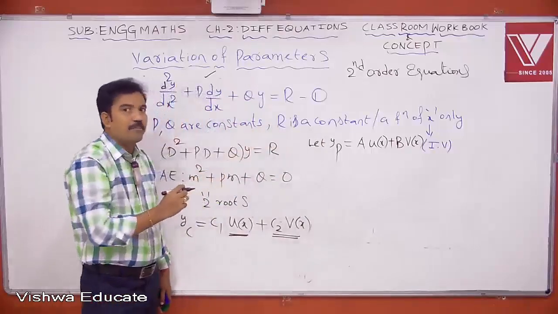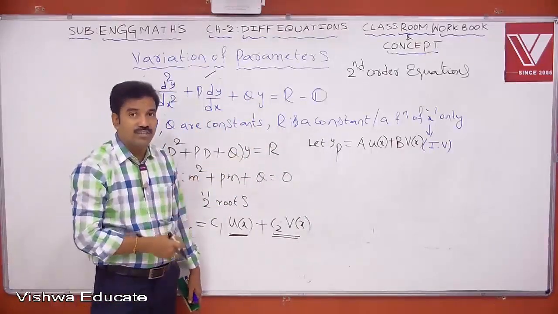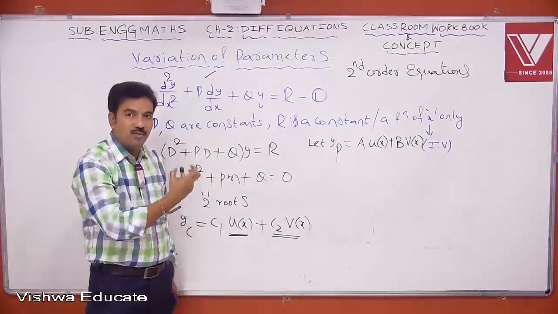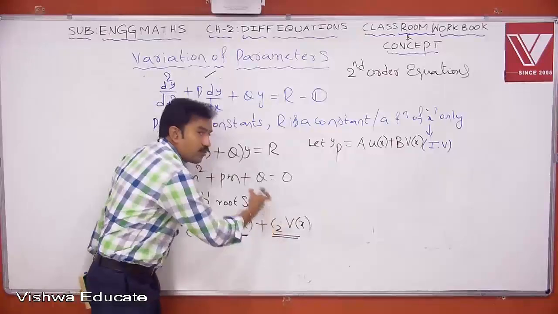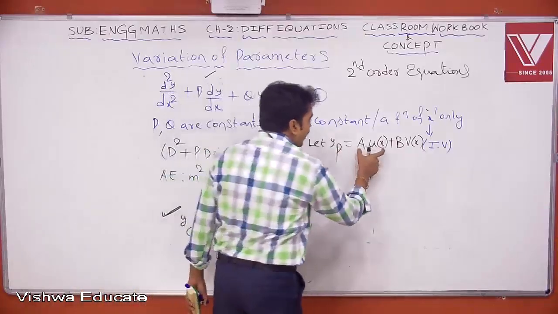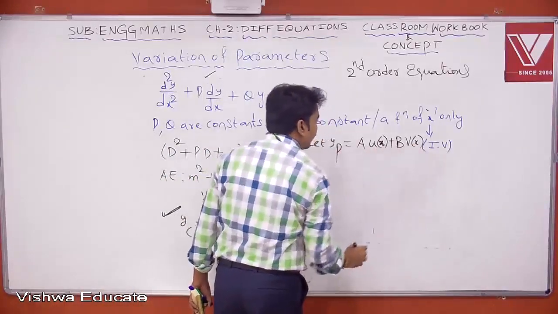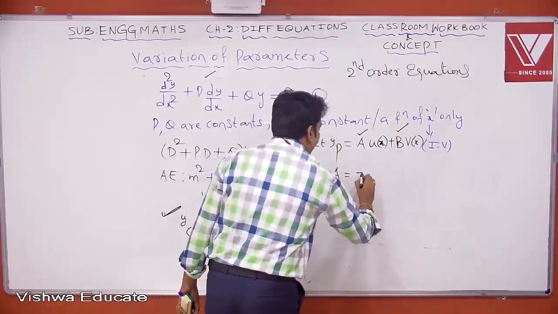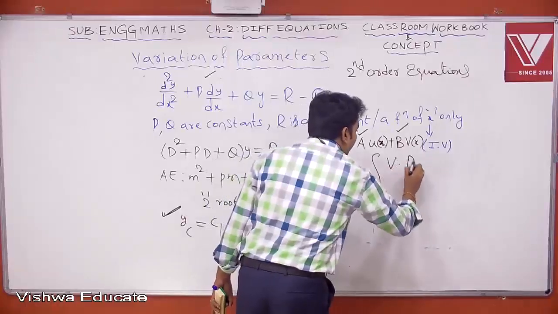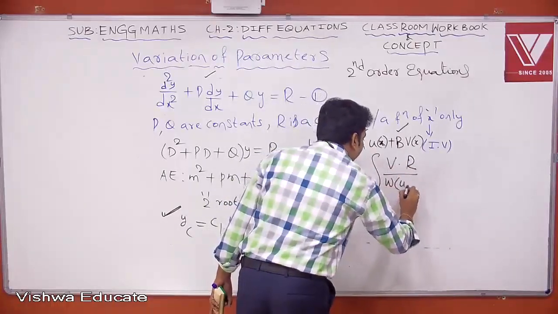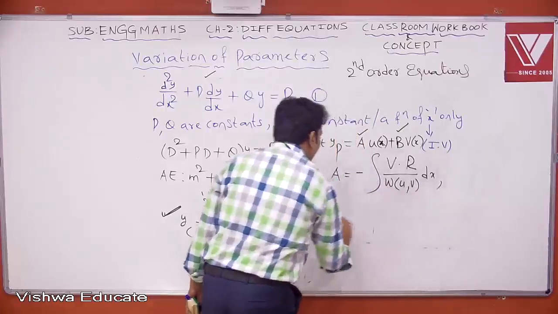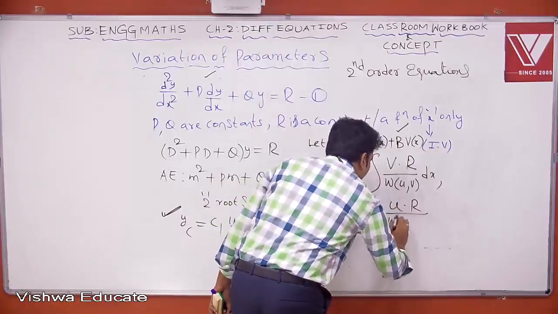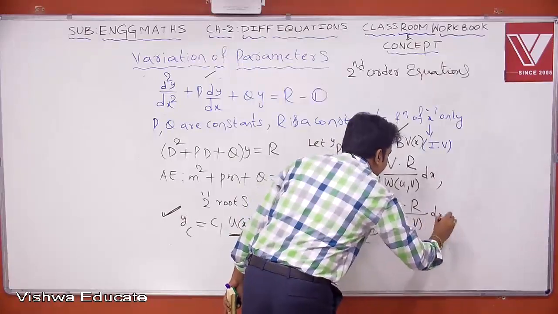In the previous cases, YP is completely independent of YC. But in case of variation of parameters, YP depends on YC because we are taking U of X and V of X from YC. Therefore, YP will be A into U of X plus B into V of X. Now, let me discuss what A and B are. A is minus integral of V into R divided by the Wronskian of U comma V dx, and the constant B equals integral of U into R divided by the Wronskian of U comma V dx.